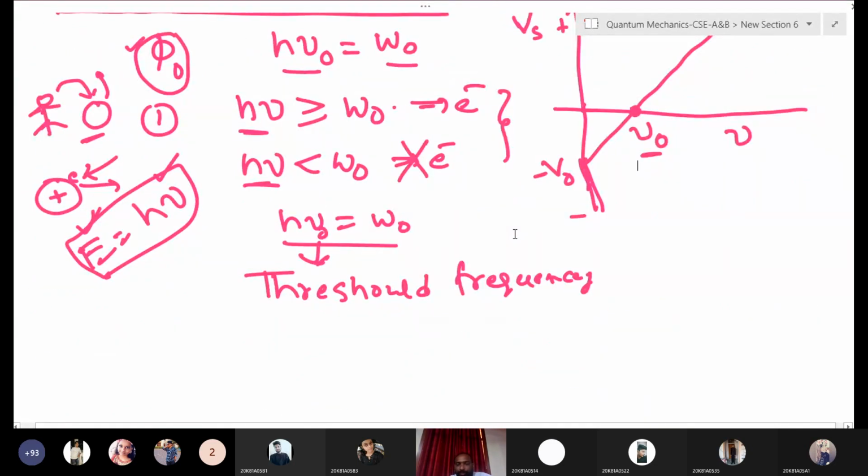Suppose we take VIBGYOR colors. We have different colors, right? Which one has higher energy among these seven colors? Please come on. Red color? Red. What is the frequency?